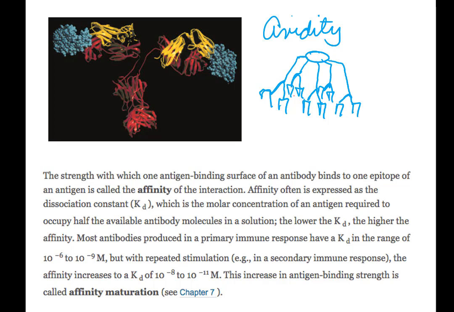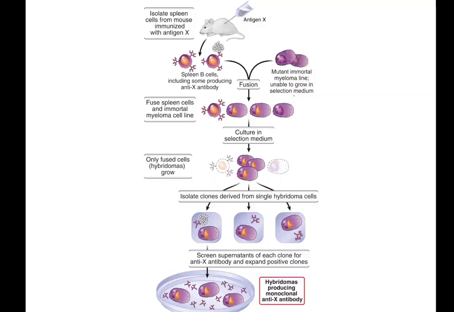And it really is mainly about IgM, because IgA will also go through affinity maturation. It will become stronger as well. Okay? Okay, so the last thing that we're going to do here is we're going to talk about monoclonals.